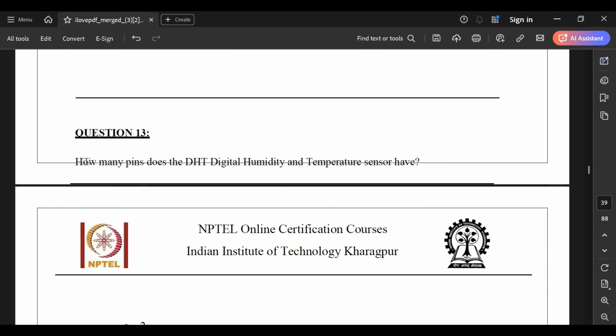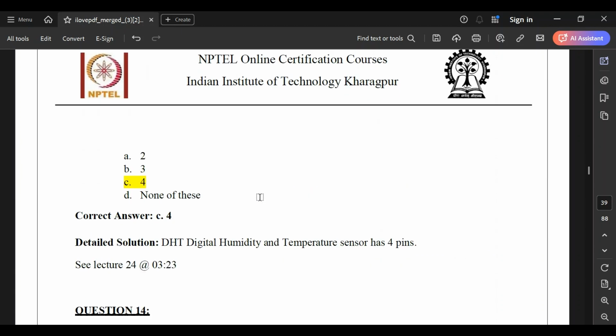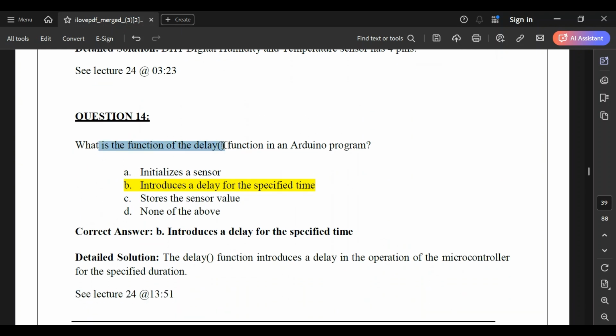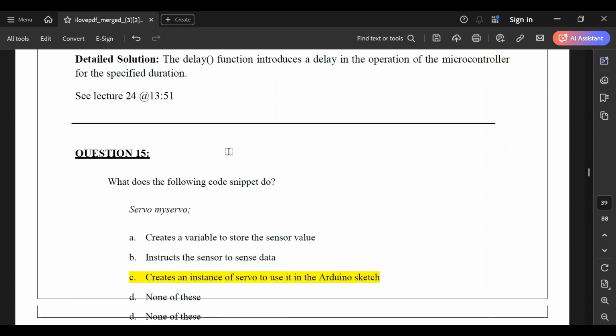And how many pins does the DHT digital humidity and temperature sensor have? So there are four in number. And what is the function of the delay function in an Arduino program? So it introduces a delay for the specified time, whatever time you have given. So this is the work of that.